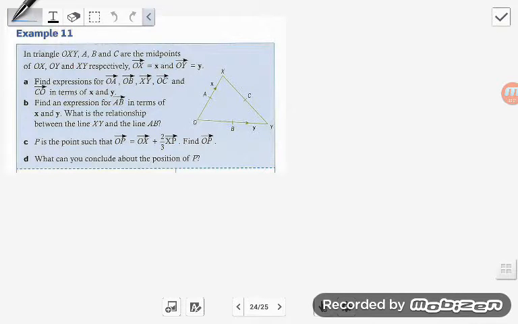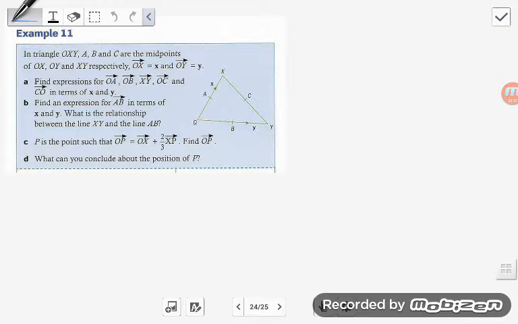Hi, in this video I'm gonna go over example 11 from the vector chapter 12. This type of question is a very typical IB question about vectors. So let's get started. Go ahead, pause the video and understand the setup of this question.